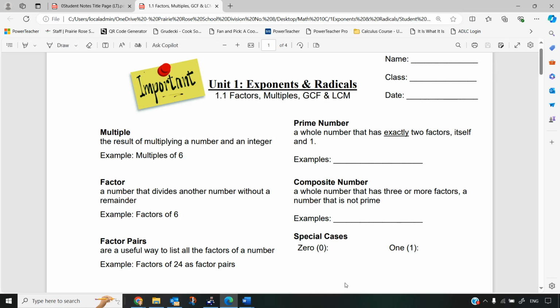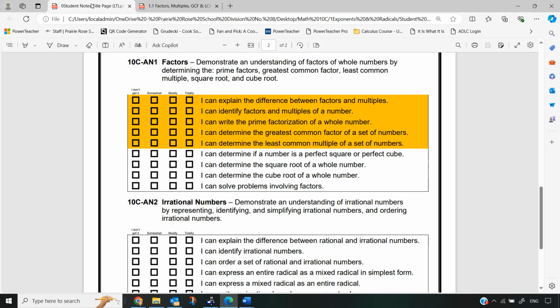Welcome, everybody. We're going to be looking at our first module today, or Unit 1, which will be on exponents and radicals. In this topic today, we're going to be talking about factors, multiples, greatest common factors, and lowest common multiples. So let's start by taking a look at our learning targets.